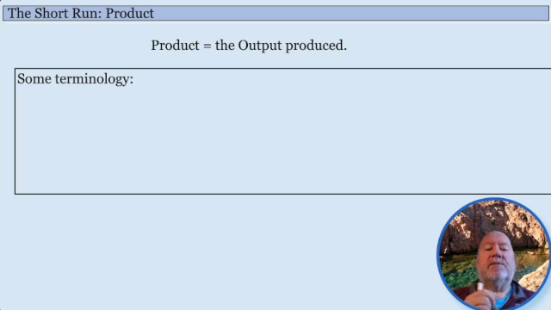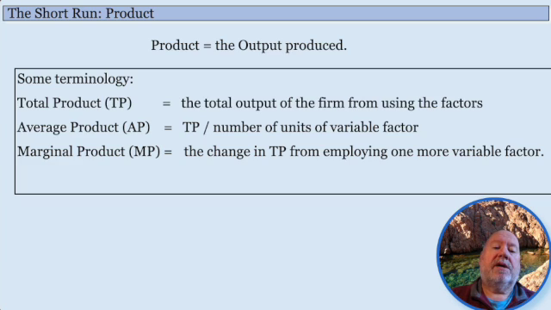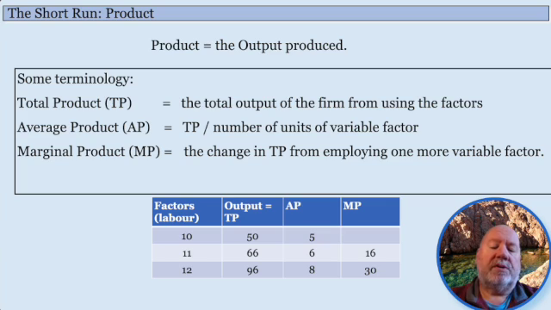The product is simply the output that is produced, and there's three different things that we need to look at. We need to look at the total output. When we use all the factors, what is the total output, the total product of the firm? The average, which is the total divided by the variable factor, how many variable factors I've got, and then the margin, which is the change in the total when I employ one more, could be one less as well, variable factor.